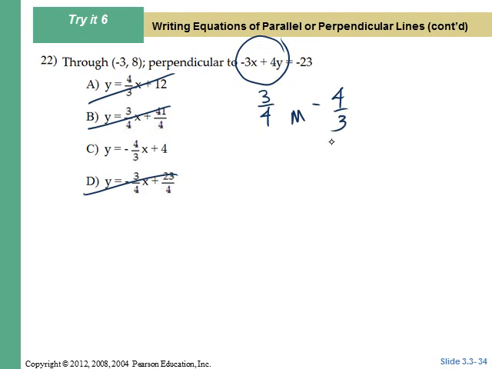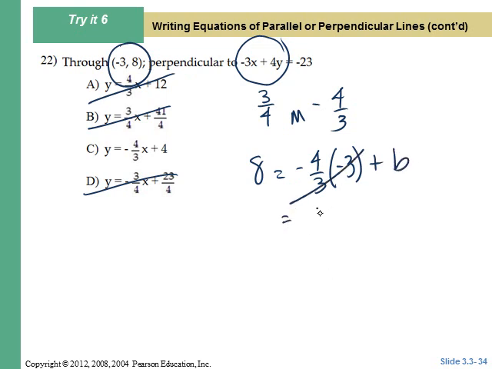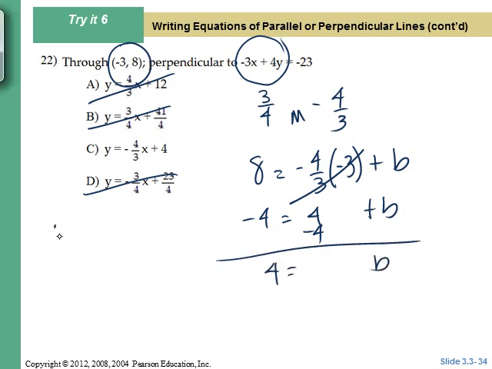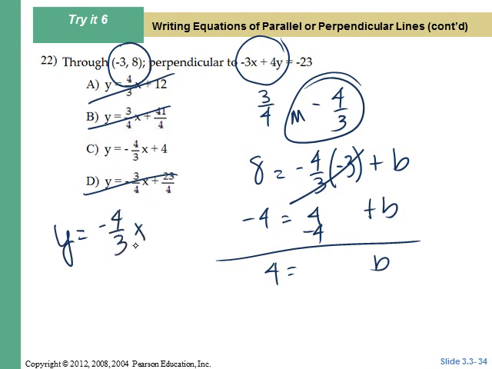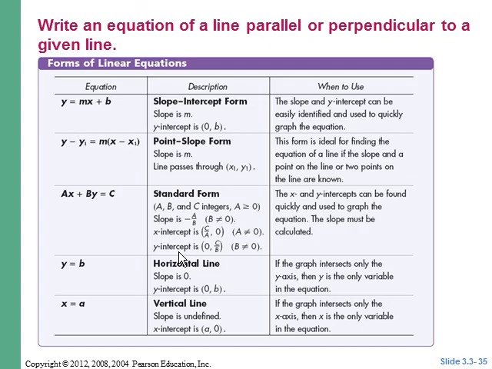Let's substitute in our point: 8 equals -4/3 of -3 plus b. These cancel, and so you have 4, because the negative is positive. Subtract 4 from both sides. You get b is 4. So y equals our slope, -4/3 x plus 4, our intercept.